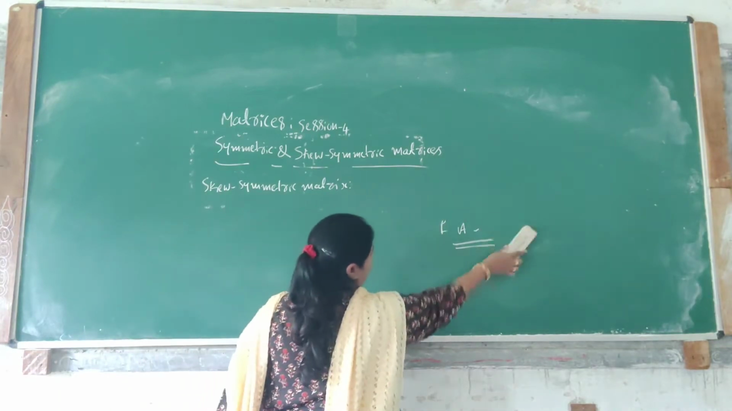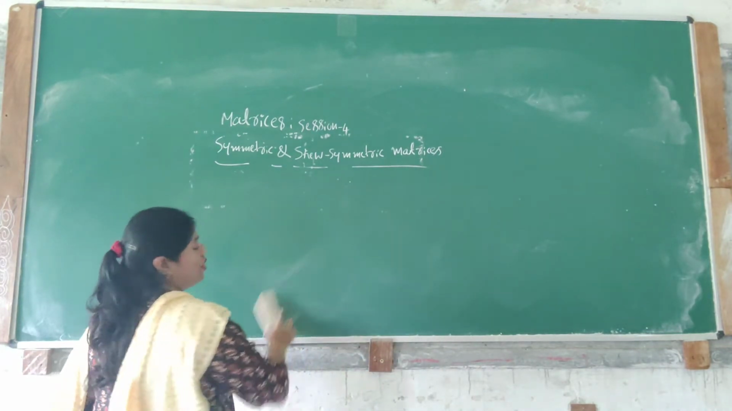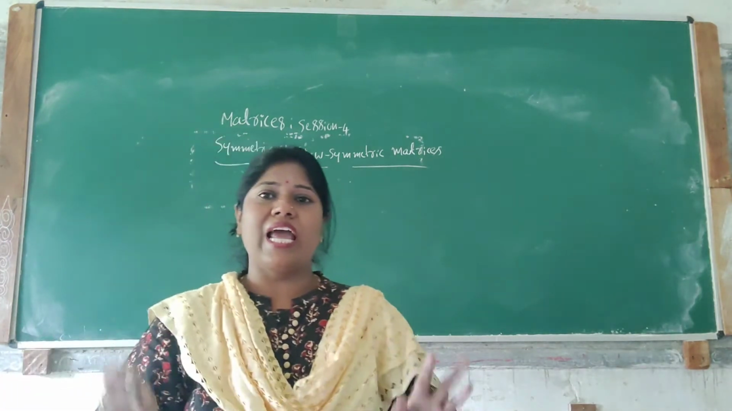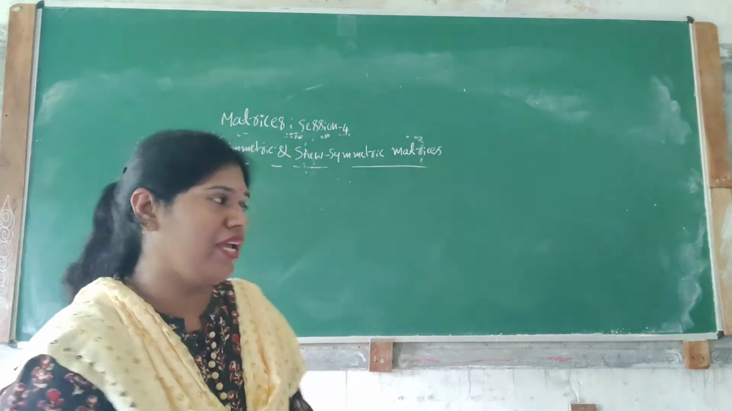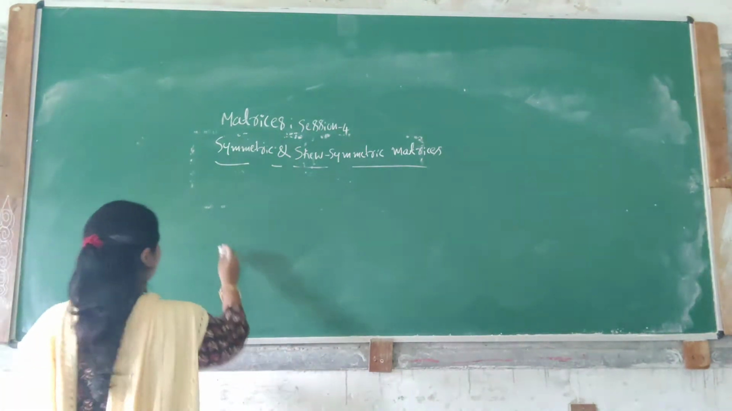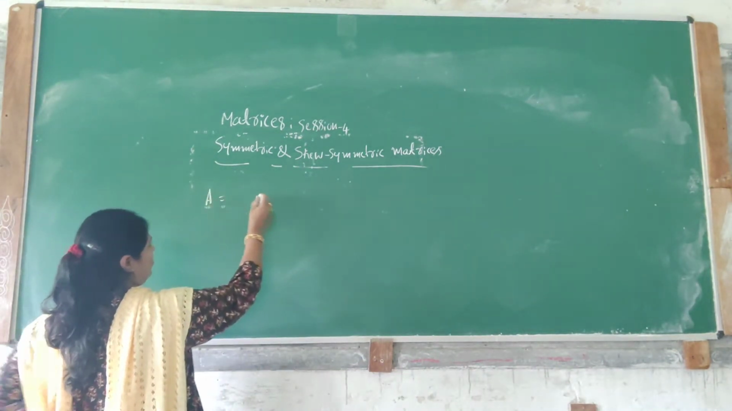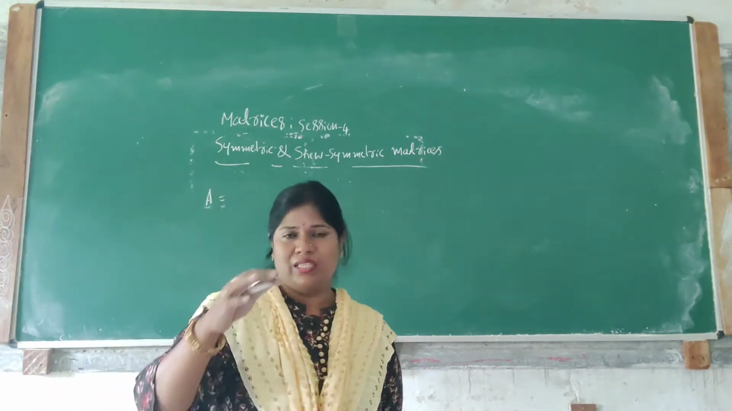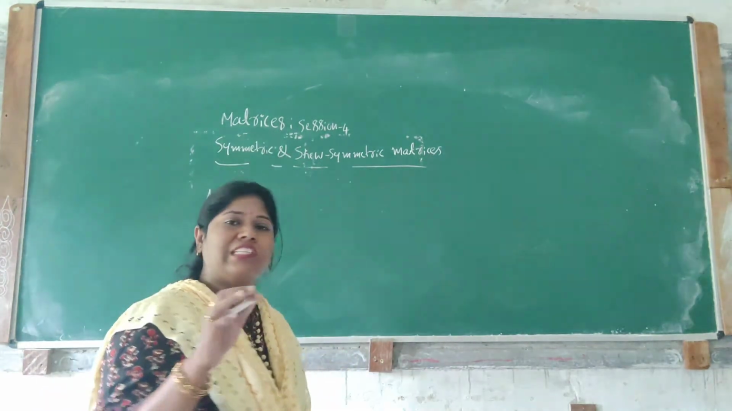What is the skew symmetric matrix definition? A square matrix A is said to be a skew symmetric matrix if A dash is equal to minus A. What are the examples? To write a skew symmetric matrix, there are some tricks we have to follow. What are the tricks?